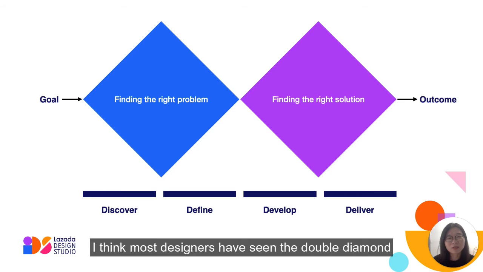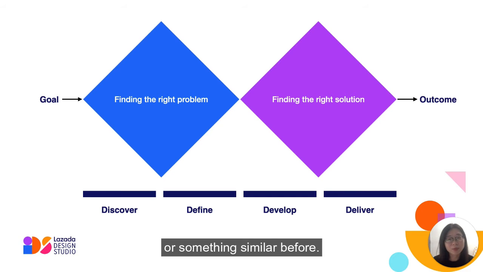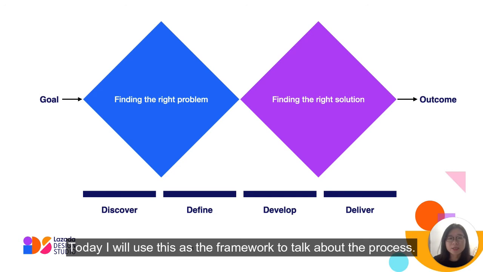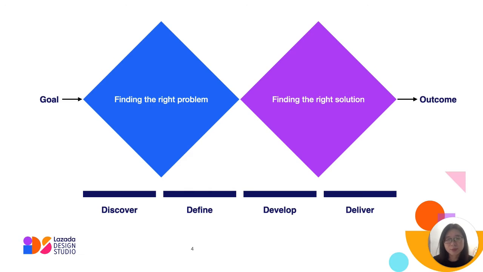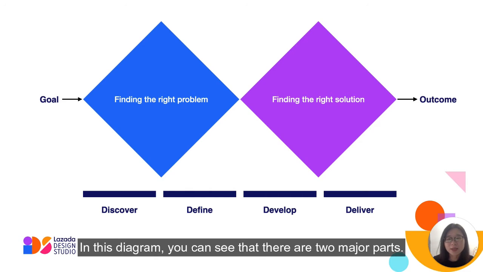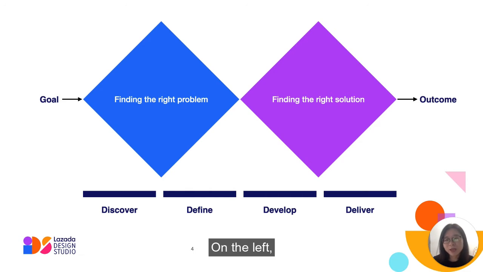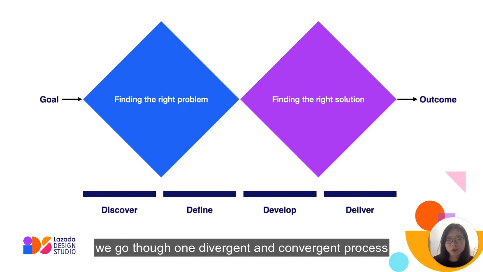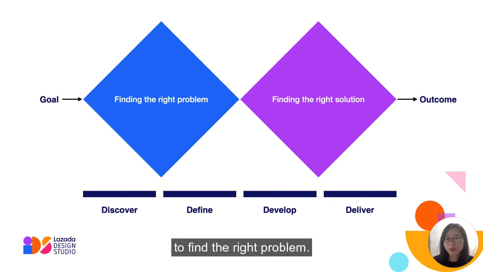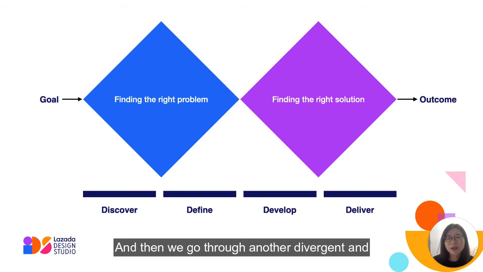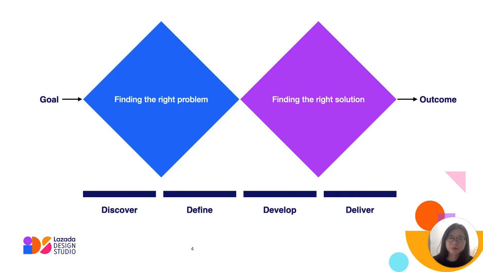I think most designers have seen the double diamond or something similar before. Today, I will use this as a framework to talk about the process. In this diagram, you can see that there are two major parts. On the left, we go through one divergent and convergent process to find the right problem. And then we go through another divergent and convergent process to find the right solution.